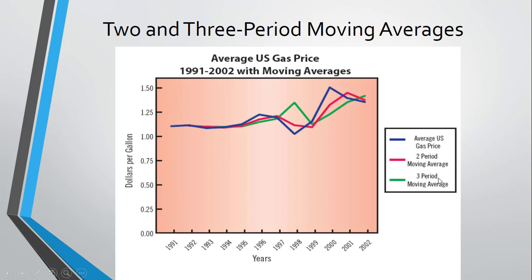If you use the 3-period moving average, you get a green line. This green line here is also smoothed out a little bit more than the original blue line. So, 2-period or 3-period moving averages.